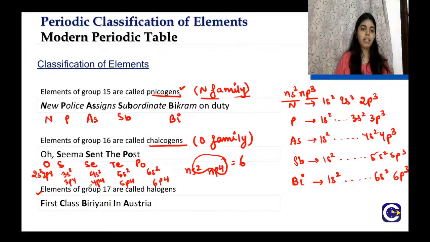Group 17, they are known as halogens. So fluorine, chlorine, bromine, iodine and astatine. You can remember this as first class biryani in Austria. These family are known as halogen family.